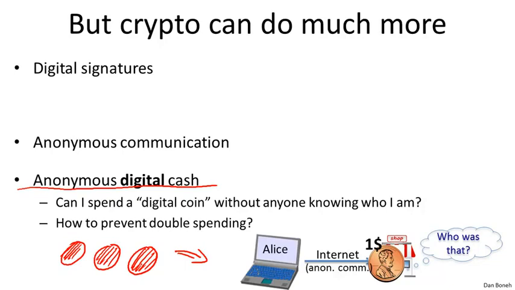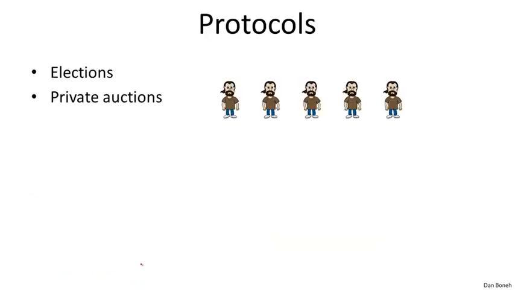Just to give you a hint, the way we do it is basically by making sure that if Alice spends the coin once, then no one knows who she is. But if she spends the coin more than once, all of a sudden her identity is completely exposed, and then she could be subject to all sorts of legal problems. And so that's how anonymous digital cash would work at a high level, and we'll see how to implement it later on in the course.